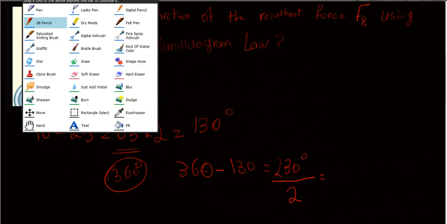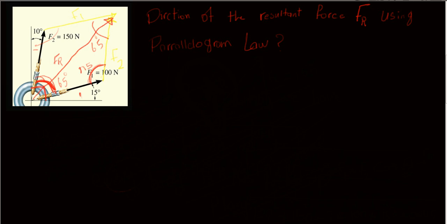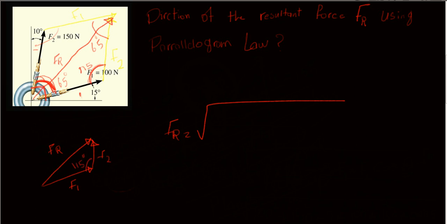Now once we got it, we have to delete all of this stuff and start using the cosine law. Why? Because in the cosine law, the C is the FR. Let's draw them again. That's the FR, that's the F1, that is the F2, and there is 115 degrees facing the FR. We know F1, we know F2, so it's easy: F1 squared plus F2 squared minus 2 F1 F2 cosine theta.